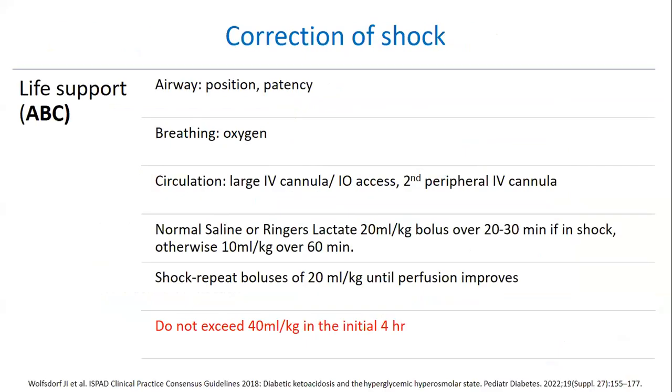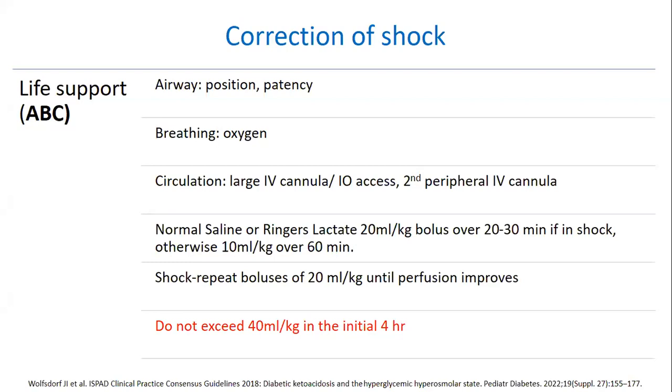So now, in circulation, if your patient is in shock, you need to resuscitate your patient and get them out of shock. And we usually give 20 ml per kg bolus over 20 to 30 minutes. This also is a new change in the new guideline, 20 ml per kg over 20 to 30 minutes. So meaning the same way we manage shock in other children is the same way we will manage this child. And you're allowed to repeat your bolus, but do not exceed 40 ml per kg in the initial 4 hours.